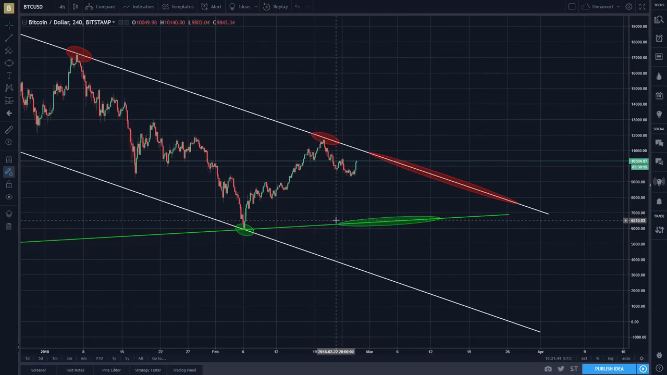Now this is serious support, so I don't anticipate us breaking through, but I'll show you what would happen if we do. So in here, we're still looking at 6,000. We're looking at between about 6,500. It depends on when we get down to this point and what happens once we get there.